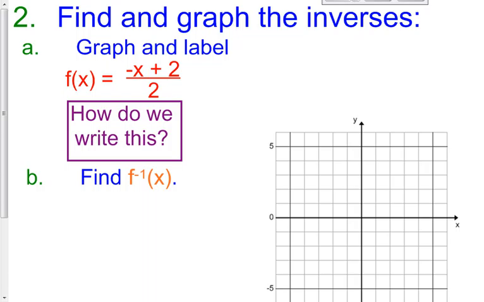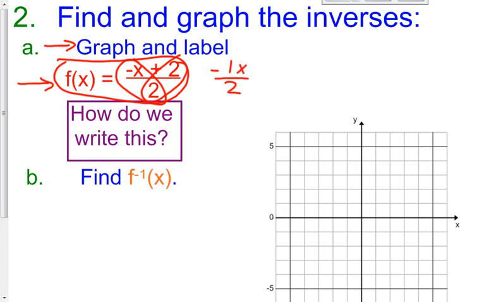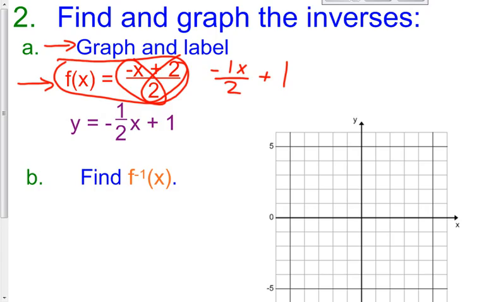All right, let's see our first function. Our function f of x equals negative x plus 2 over 2. Step letter A is to graph and label that function. So let's graph this one. We're used to seeing it look like this. When we see a numerator divided by a denominator of 2, take each term and divide it by that 2. So negative 1x divided by 2 is a negative 1/2 x, and 2 divided by 2 is a positive 1. So we're used to seeing it look like this. y equals negative 1/2 x plus 1.